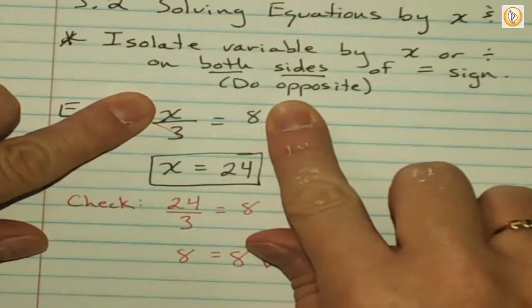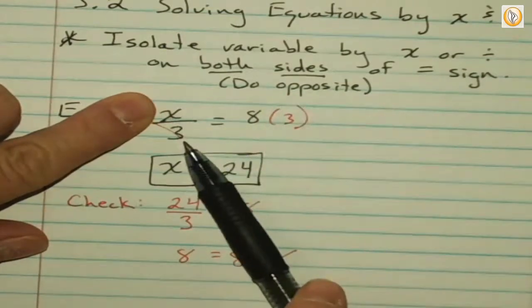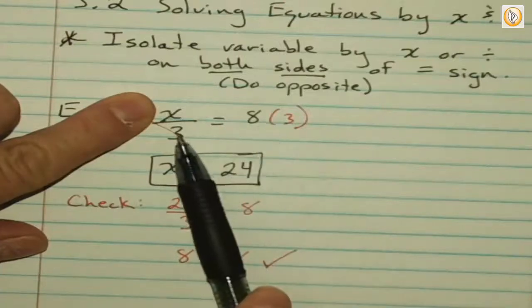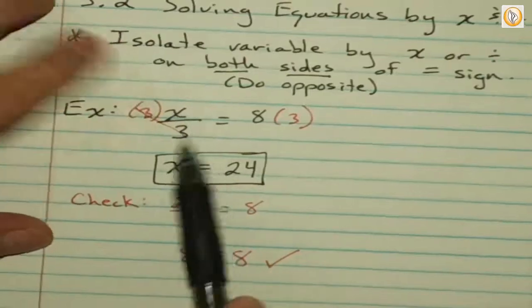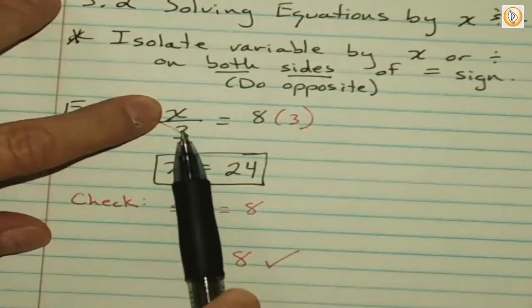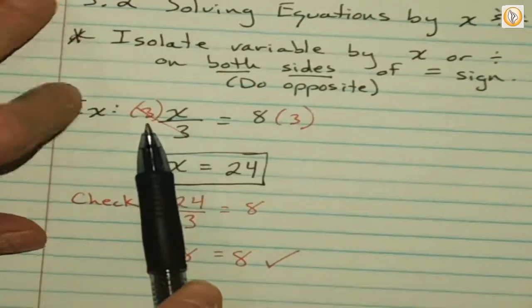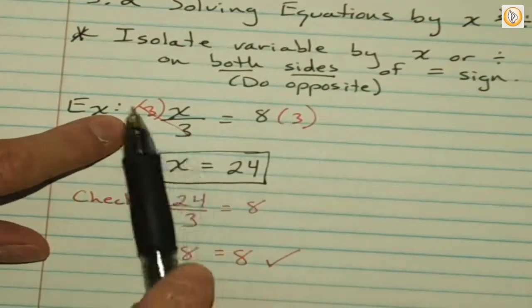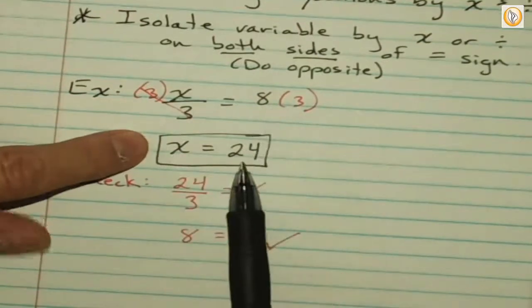Okay, ignore the paint. All right, so remember, x is us, 3 is the intruder, equal sign's the front door, 8 is the cop. We got to get rid of the 3 so that we can get x all by itself. Since x is being divided by 3, the opposite is multiplying. So we're going to multiply both sides by 3. Those cross out, and you're left with x equals 8 times 3 is 24.